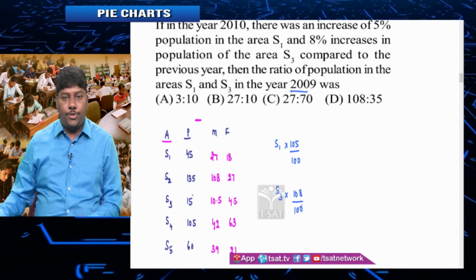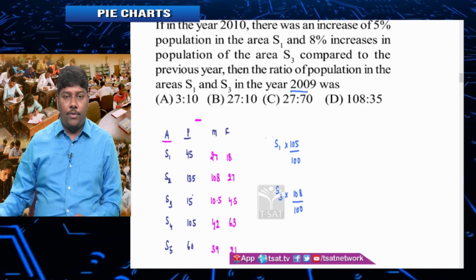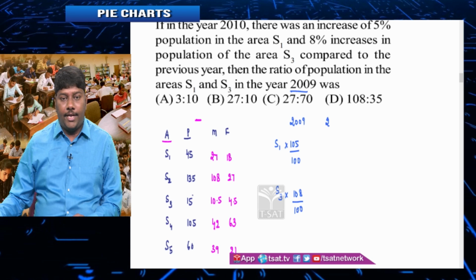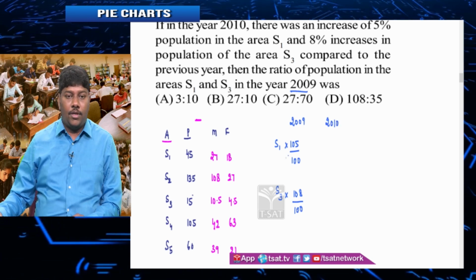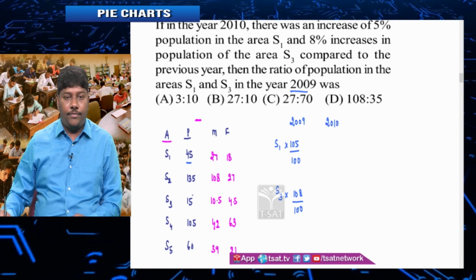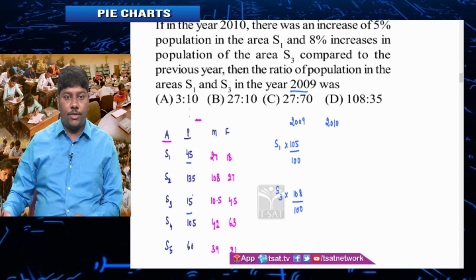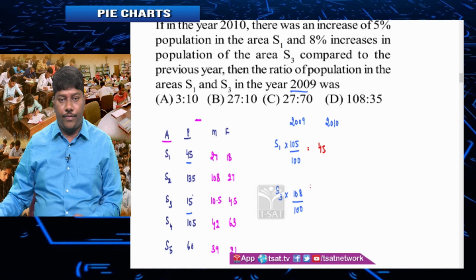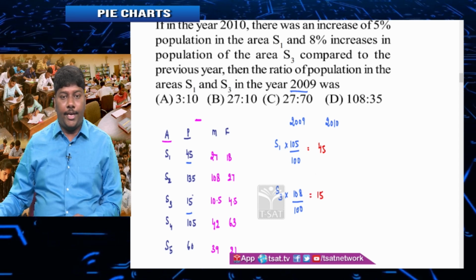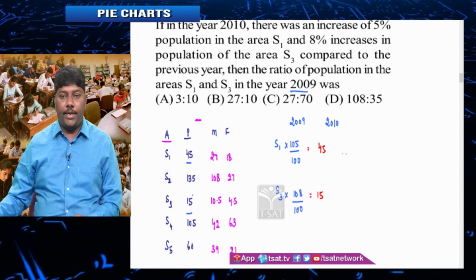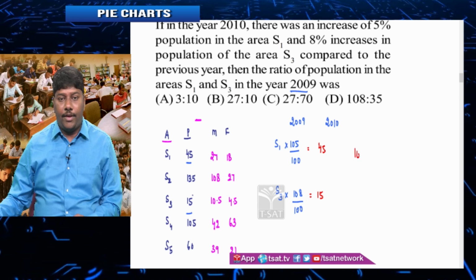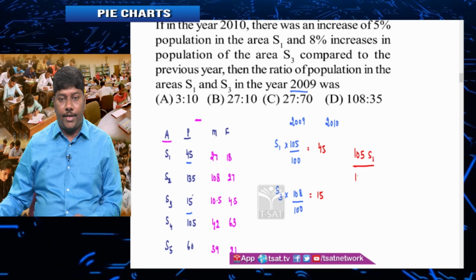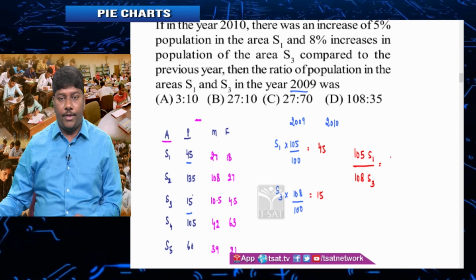Then it became how much, when compared to that of the previous year. Now this is in 2009. Now in 2010 they are respectively becoming how much? S1 population was 45, S3 population is 15. So take equation 1 and equation 2 and then divide it. 100 gets cancelled. I would say 105 S1 by 108 S3 is equal to 45 by 15, that is 3 is to 1.